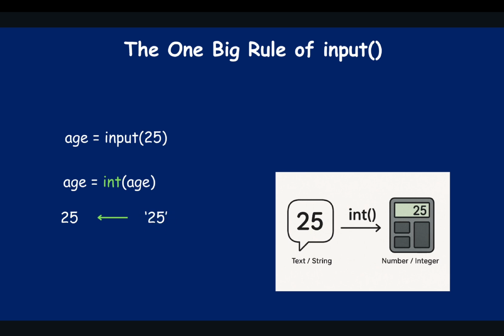So why is this important? If we want to later do some math operation with the age, for example, if we want to say age plus 1, Python will give us type error because this is not a number, this is a text.